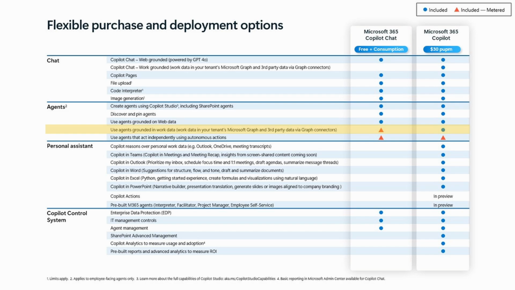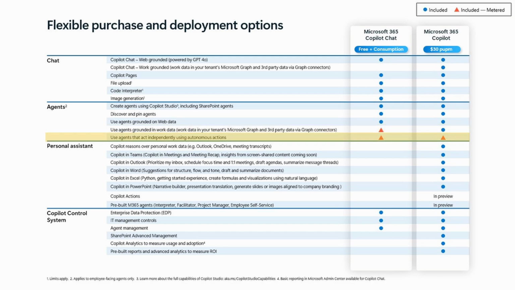When your agents are grounded in work data, such as adding SharePoint sites or specific documents, if somebody has that standalone $30 per month Copilot license, then that is included for them. But if you just have a basic business license, then you are going to be on that metered billing and messages will be billed accordingly.